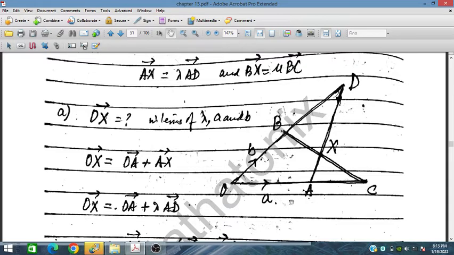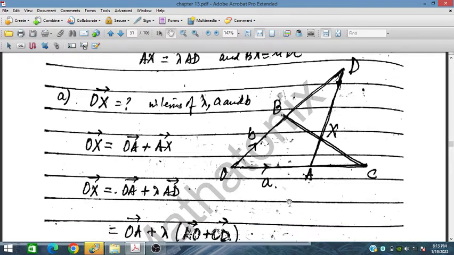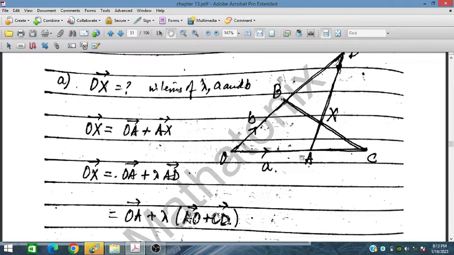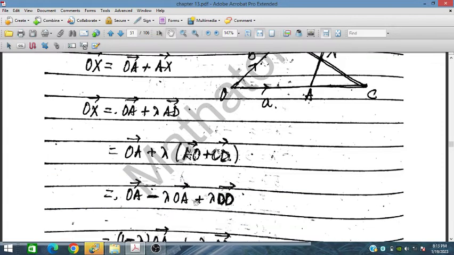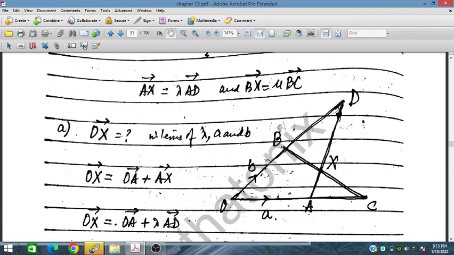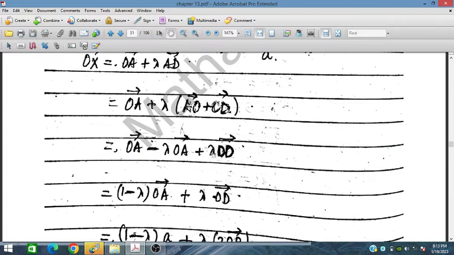AD is basically AO plus OD, A to O and O to D. So AO is basically minus OA. So this becomes minus lambda OA, and plus lambda OD.